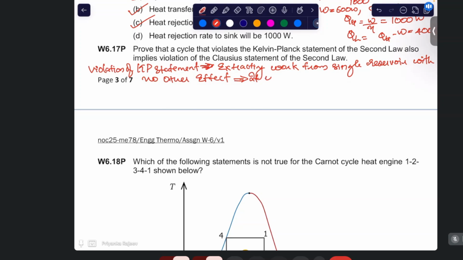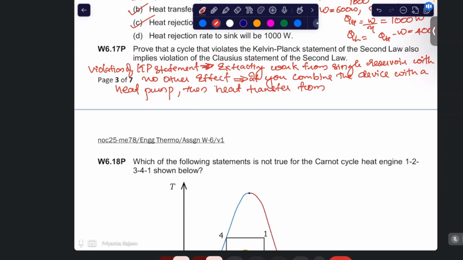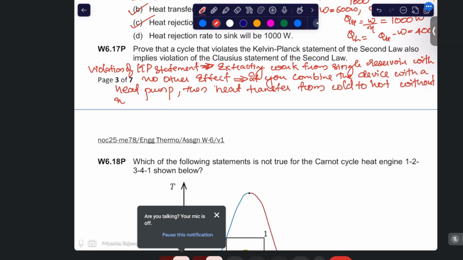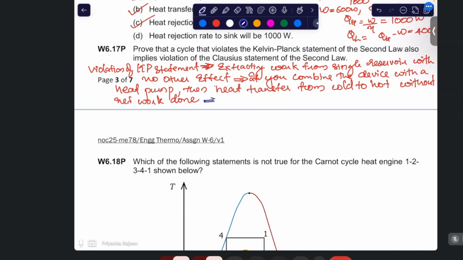So if you combine the device with a heat pump, then heat transfer from cold to hot without net work done will happen. So that implies it violates the Clausius statement.